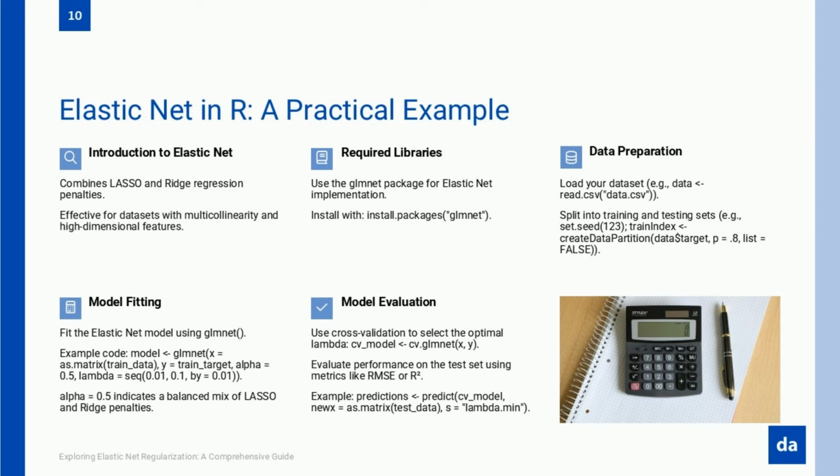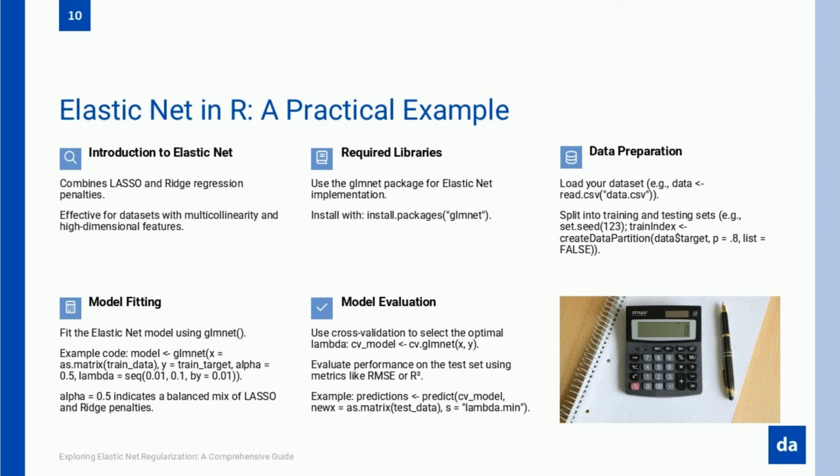The function takes in our predictor matrix and response variable and allows us to specify alpha and lambda. Remember, alpha controls the balance between Lasso and Ridge. If alpha is 1, it behaves like Lasso. If it's 0, it behaves like Ridge. If it's in between, we get Elastic Net. Instead of guessing the best lambda, we use cv.glmnet, which performs cross-validation to find the optimal penalty strength that minimizes error. After training, we evaluate the model using common metrics.